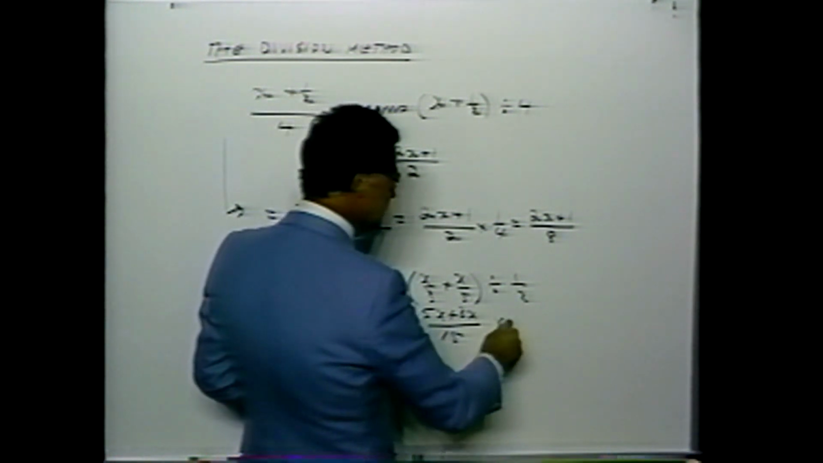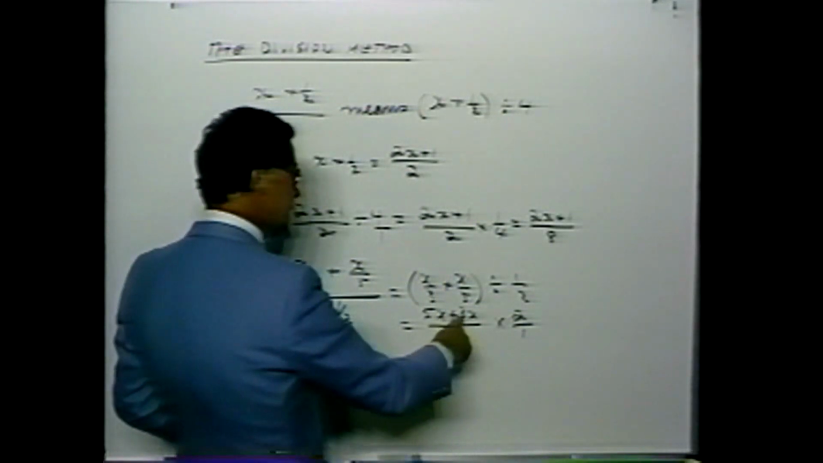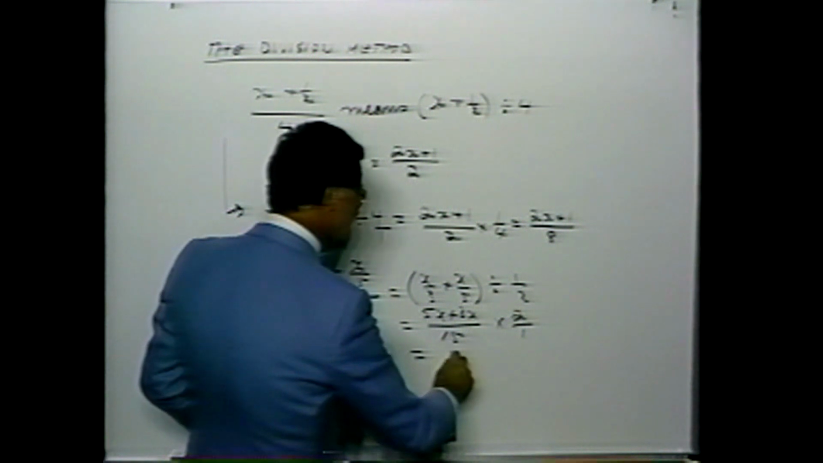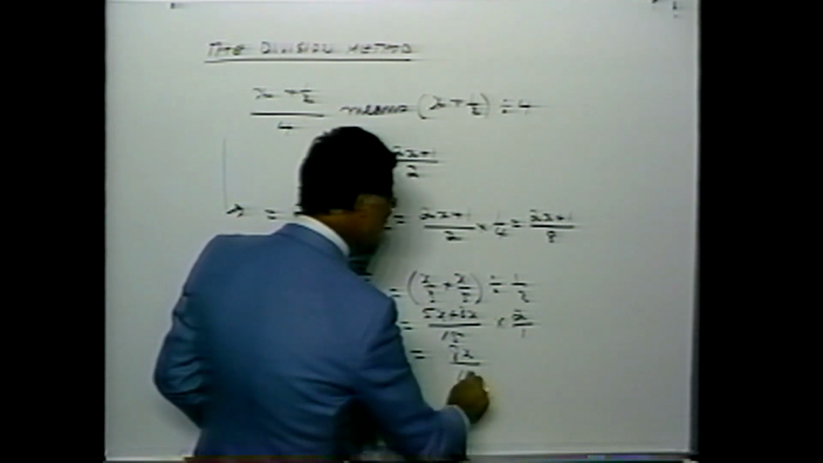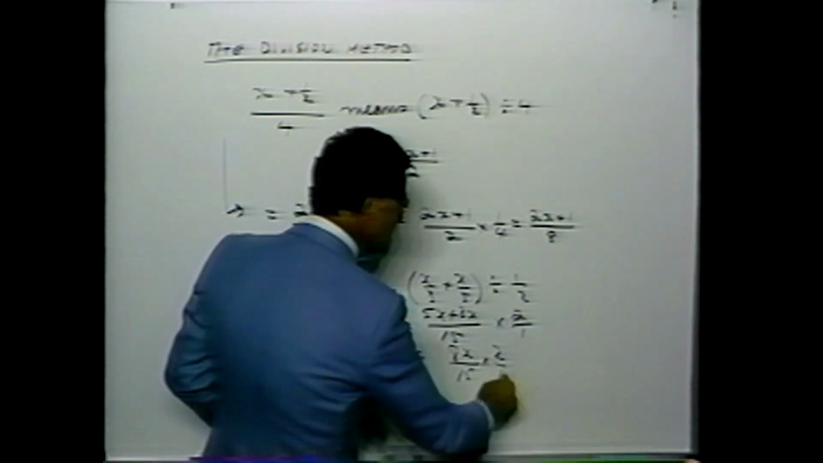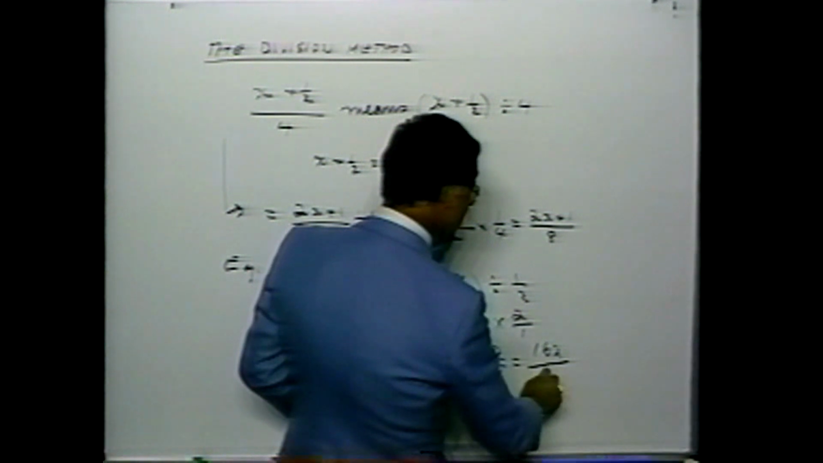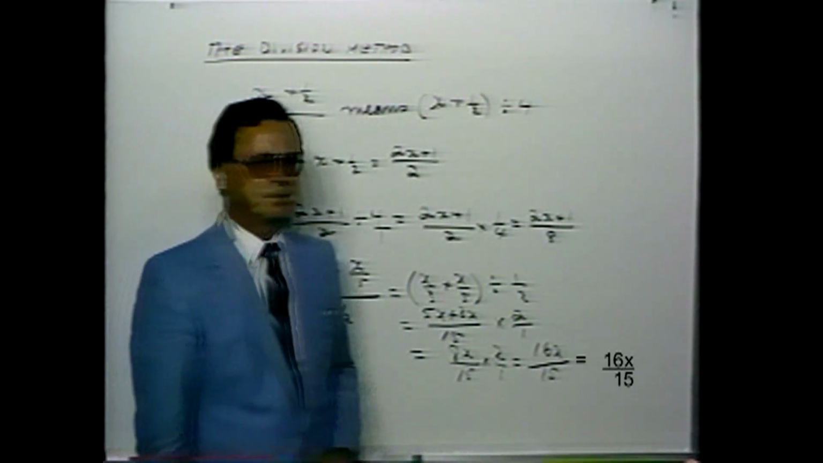Now, change this to a multiplication sign and write 2 over 1. Of course, we better add 5x and 3x since that can be simplified. We have like terms there, so 8x over 15 is multiplied by 2 over 1. The result is 16x over 15, an ordinary algebraic fraction.